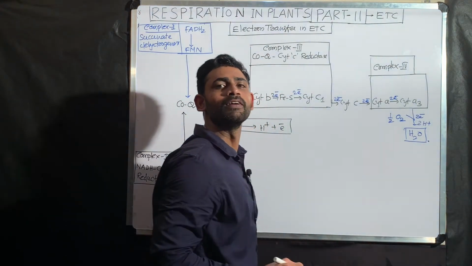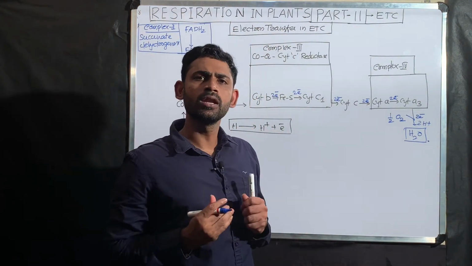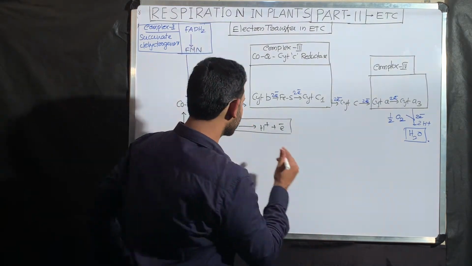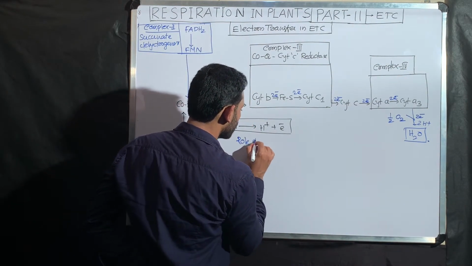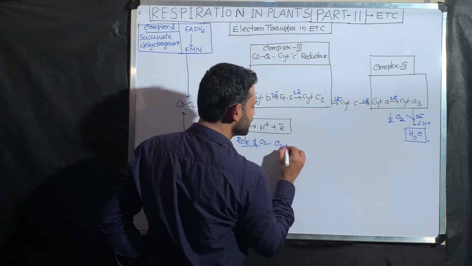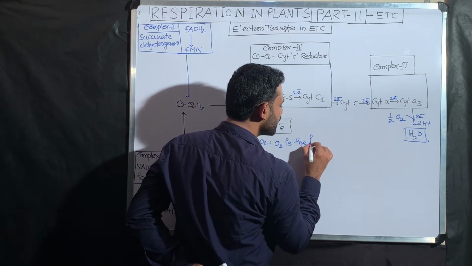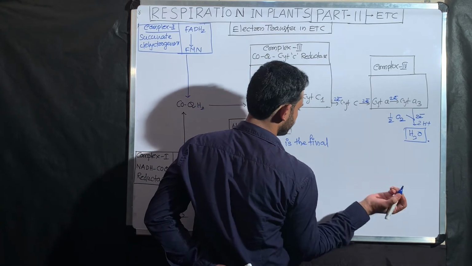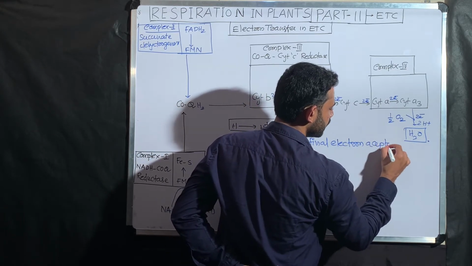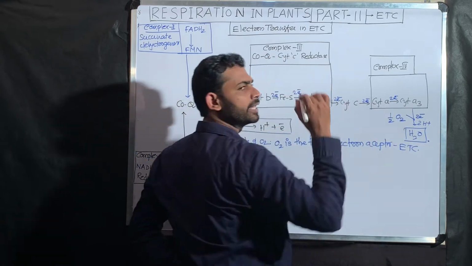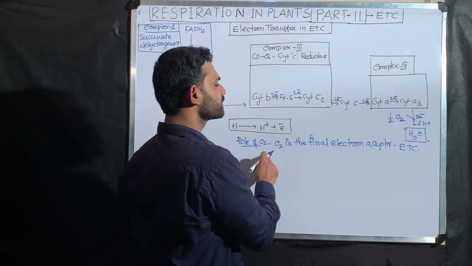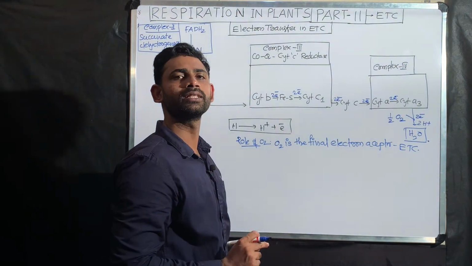Now, 2 conclusions will come. In aerobic cellular respiration, what is the role or function of oxygen? Immediately you can tell: oxygen is the final electron acceptor in the electron transport chain. That is why I am telling aerobic cellular respiration. What is the role of oxygen? Oxygen is the final electron acceptor during the electron transport chain.